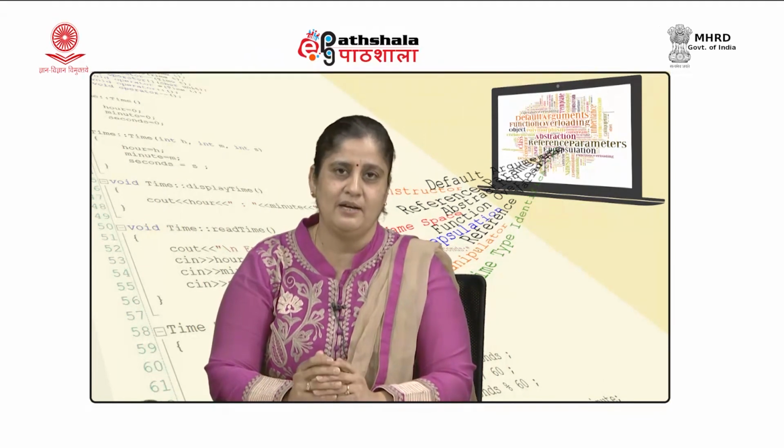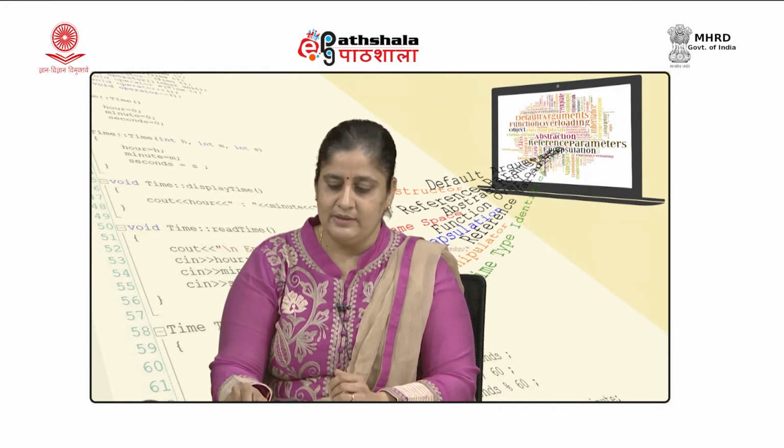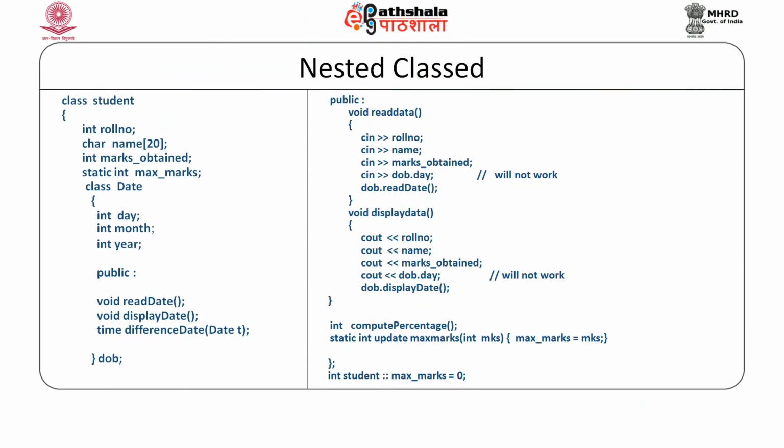Let us see with the help of the example, let us see the class. Here we have a student class which had 4 members earlier: roll number, name, marks obtained and max marks. Now, we wish to have one more data member, date of birth. This data member we want to define as the object of another class, date, because date again is an entity which can better be represented as a data type in form of a class.